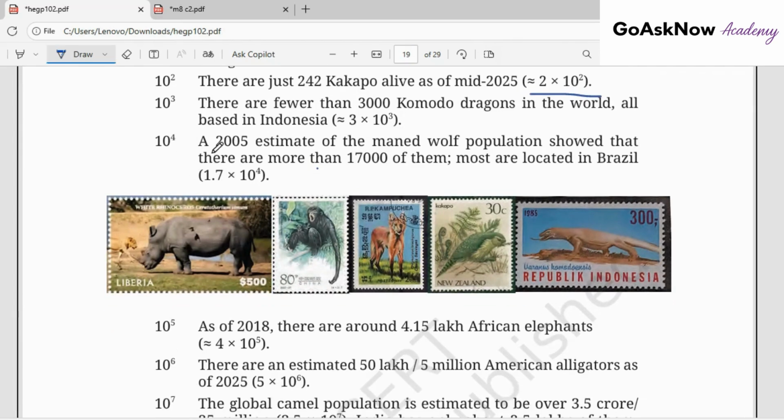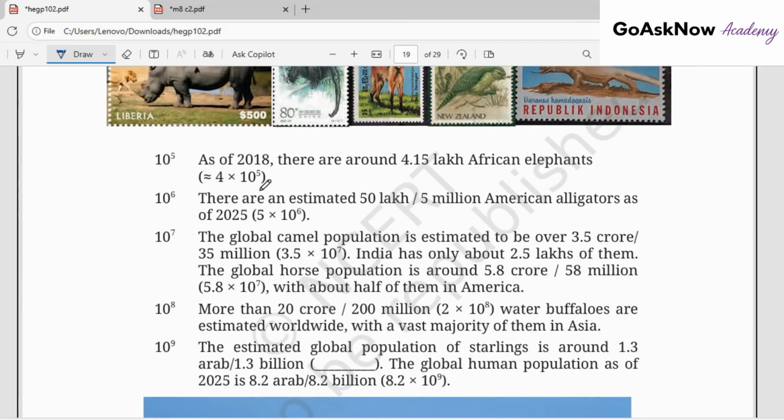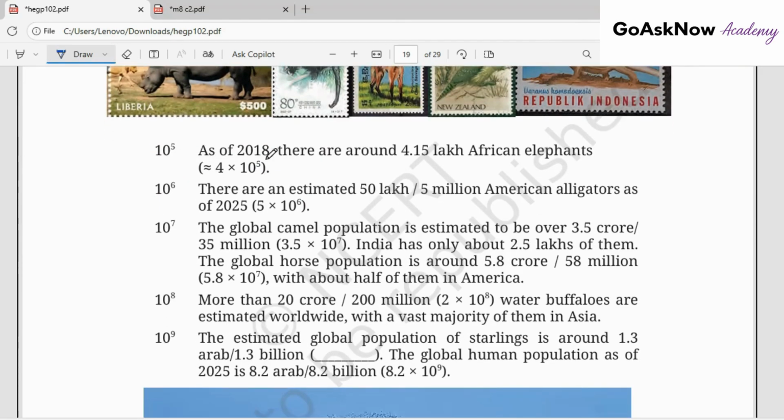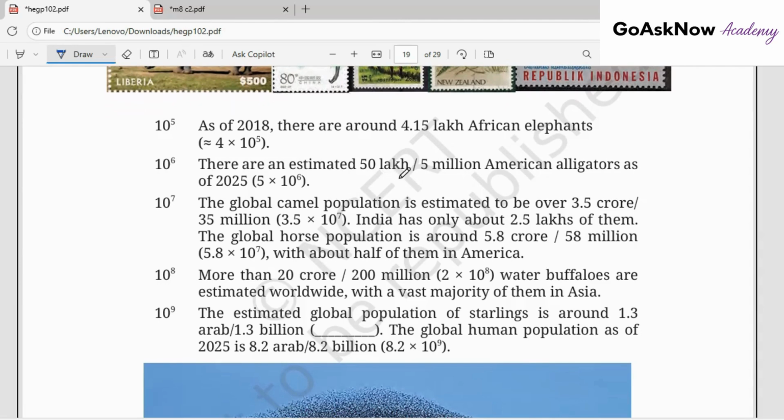10 power 4. A 2005 estimate of maned wolf population showed that there are more than 17,000 of them, most of them located in Brazil, which is 1.7 into 10 power 4. 10 power 5. As of 2018, there are around 4.15 lakh African elephants, which is 4 into 10 power 5. 10 power 6. There are an estimated 50 lakhs or 5 million American alligators as of 2025, which is 5 into 10 power 6.